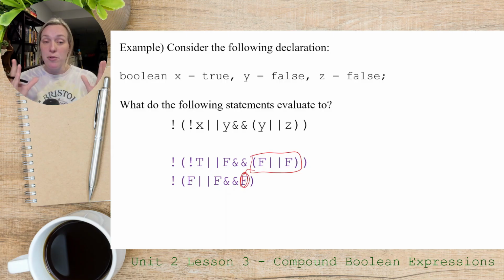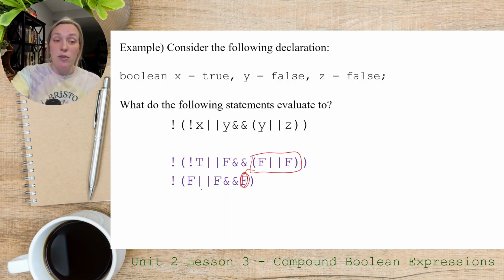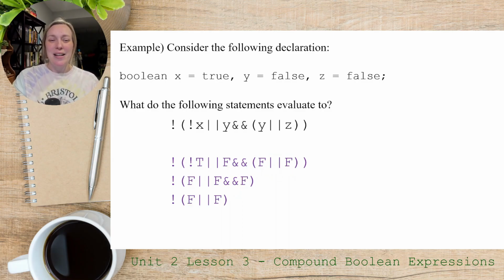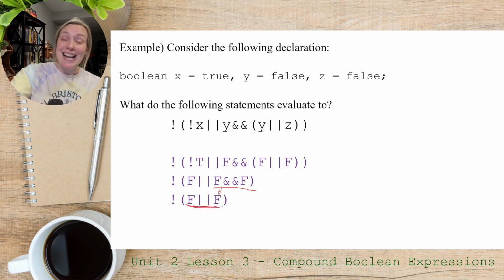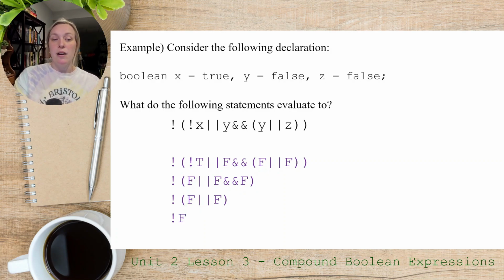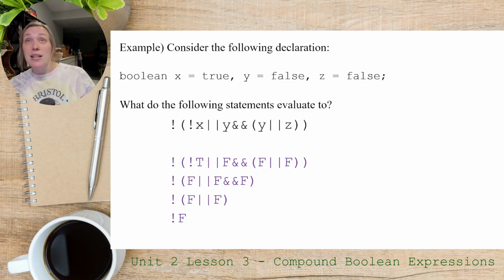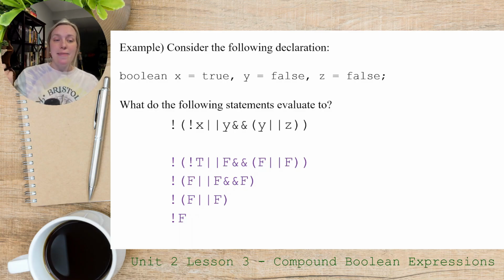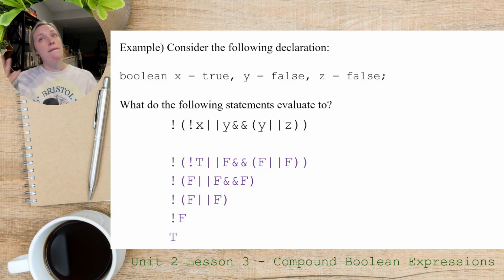Okay, so I have parentheses again, but inside parentheses I have the or and the and. What gets evaluated first? The and does. So you're going to do the and. True and false evaluates to false. And still in parentheses, the or gets evaluated next. False or false is false still. And then last I have the unary operator, not false is true.